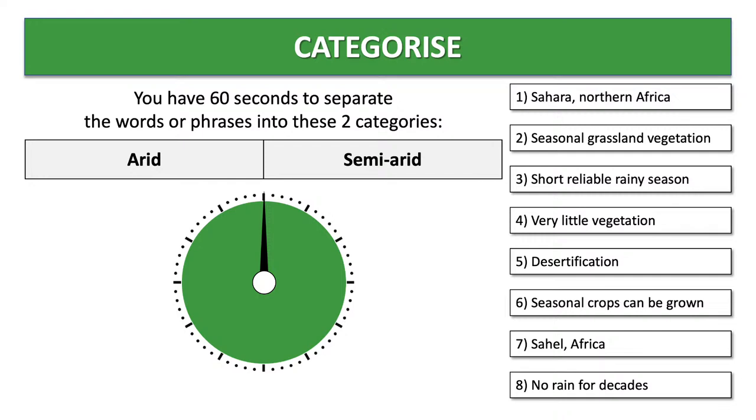Jim, can we have 60 seconds on the clock, please? Thank you very much. So have a think, which ones do you think relate to hot deserts, those arid environments? Which ones would be on the fringes of the desert in those semi-arid environments? Okay, pop your answers in the chat window. If you're watching live, if you're watching the recording, remember to pause if you need a little bit more time while you note down your answers.